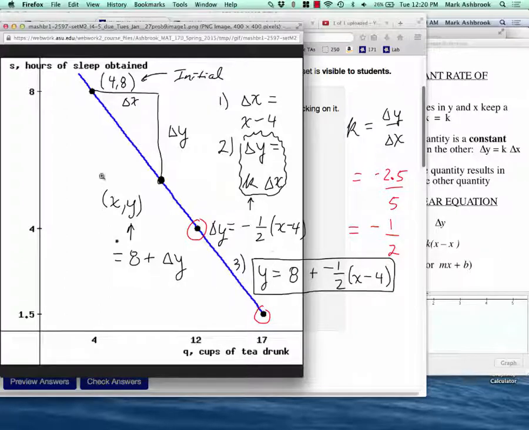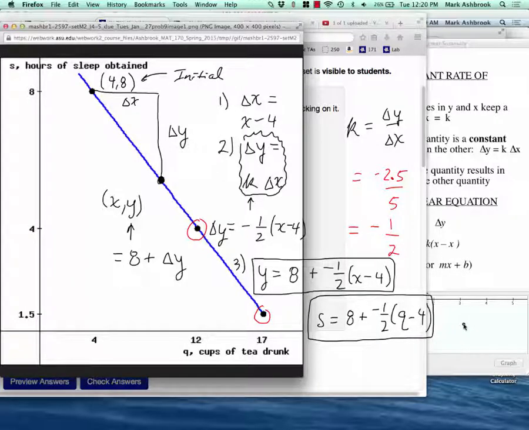Except that I used y and x, and all along this was q and s. So instead of y we should have s, and instead of x we should have q. So given this equation now, given any cups of tea, you get the resulting hours of sleep based on that relationship. Again, that's the old s plus the change in s gives the new s. I should have done q and s here instead of all these x's and y's. But at the end I can just transfer: I know my y is my s and my x is my q.